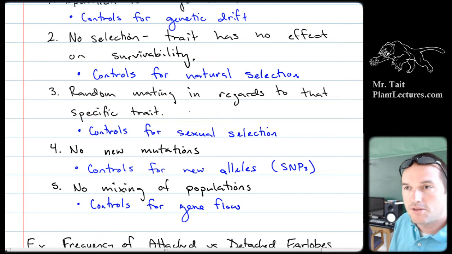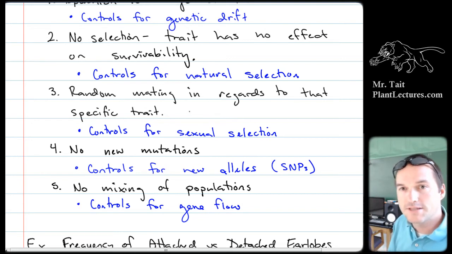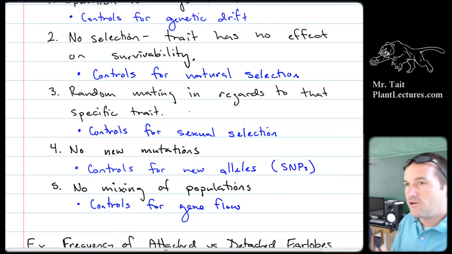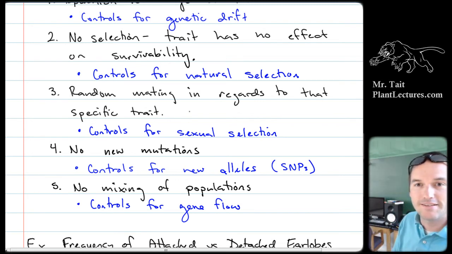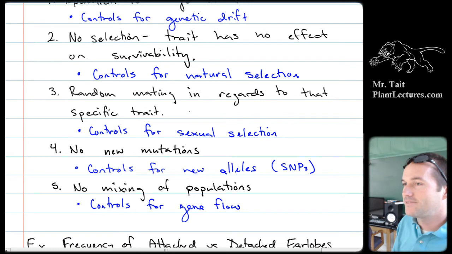On Match.com, there's no drop down for earlobe preference, and you don't go to your boyfriend or girlfriend and say, ooh, detached earlobes, yuck. So it really doesn't matter.